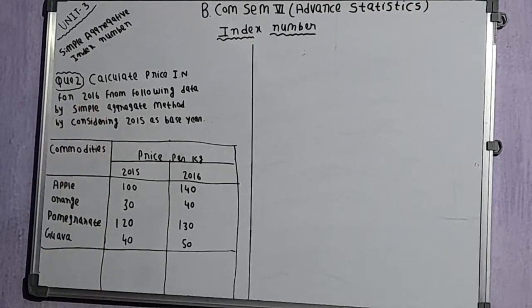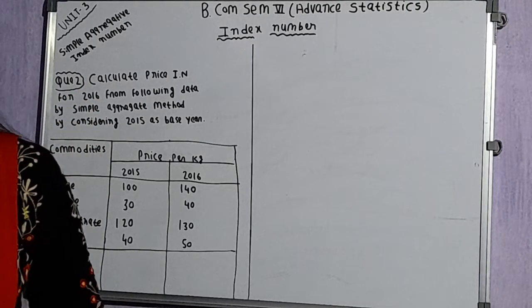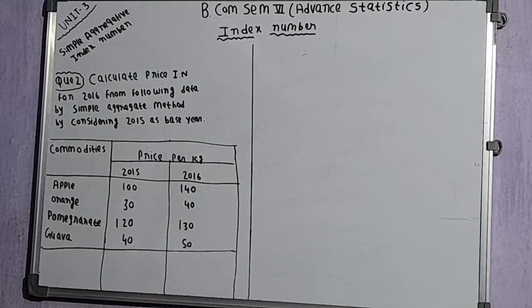Here we are dealing with the index number chapter. In the last lecture we started with the numerical problems under this chapter. We saw the first type, where we calculate the index number by the simple aggregate index number method, and we solved the first numerical problem. Today we are going to see the second numerical problem under this method. So let's read the problem first.